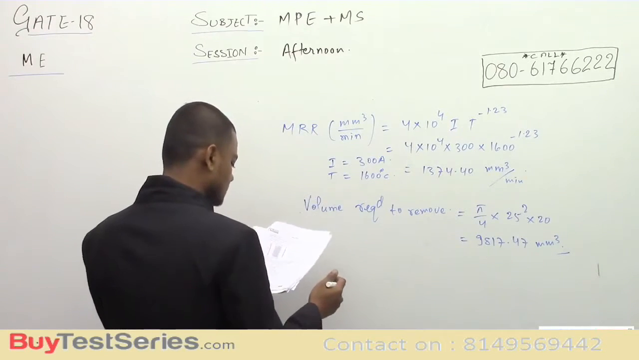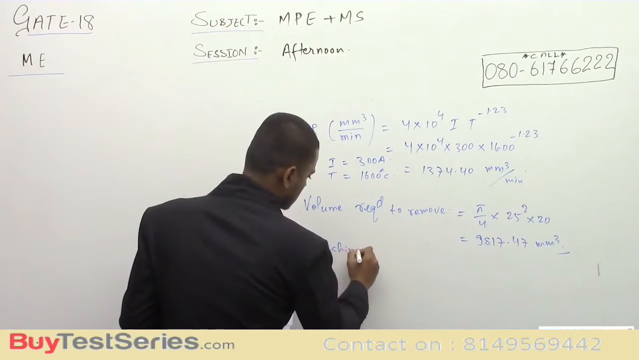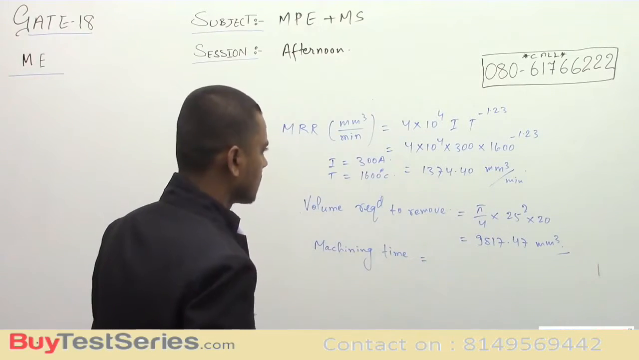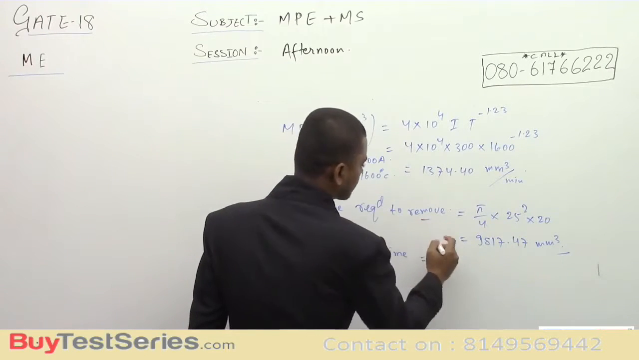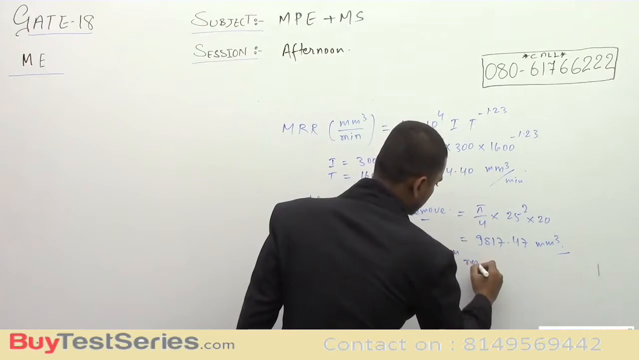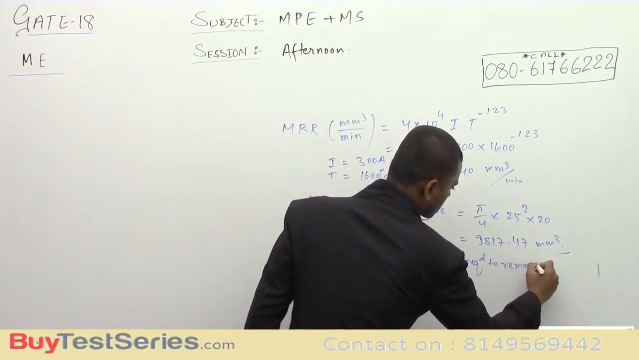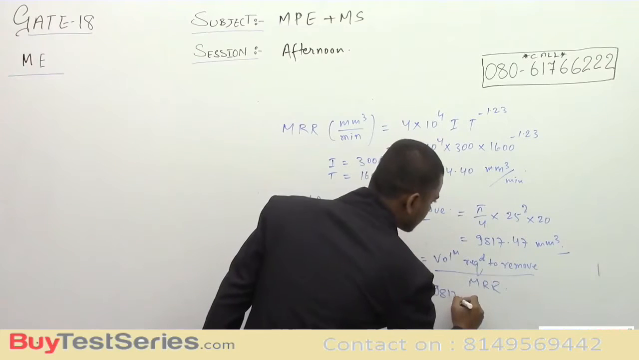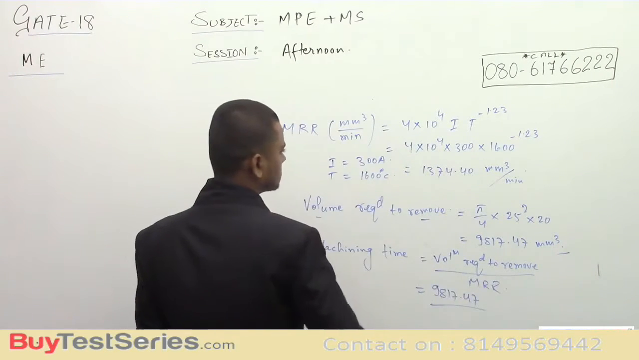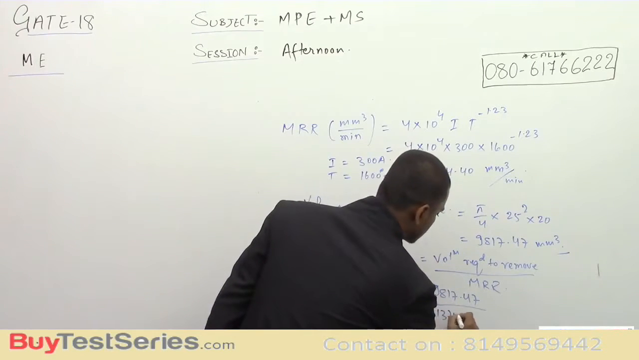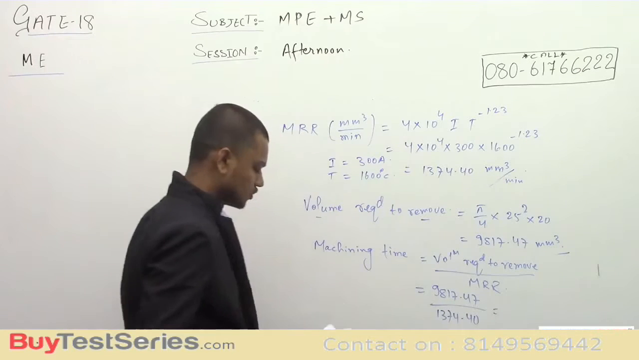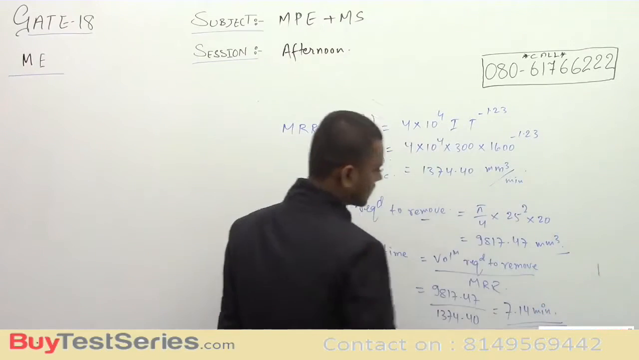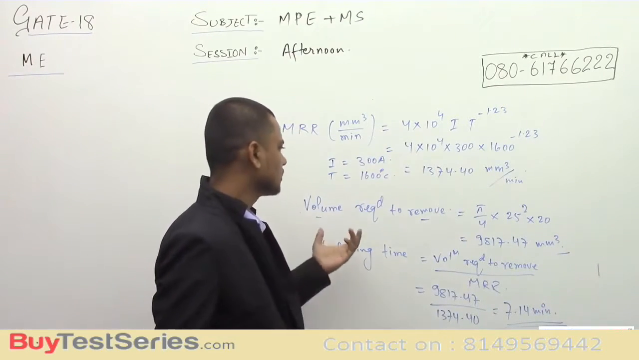Now we have to find out the machining time. So machining time will be equal to the volume required to remove upon the MRR. So volume required to remove is 9817.47 upon the MRR, 1374.40. So you will get 7.14 minutes. So this much time is required to remove this material.